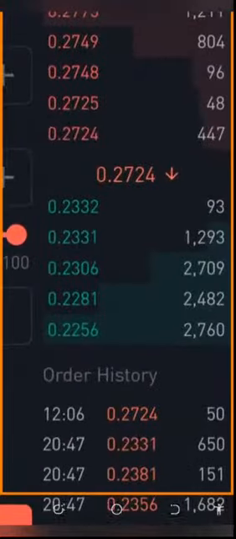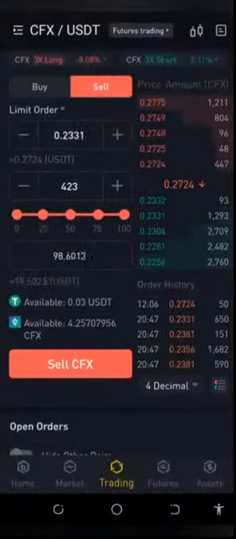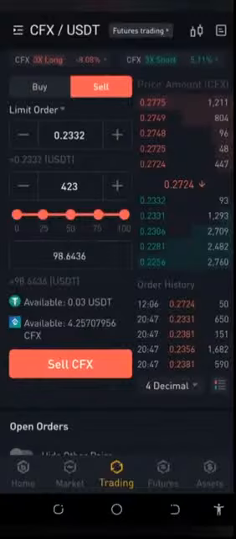The second green is 1,293 pieces. But don't forget the amount we want to sell is 0.2724 to give us that. Now, can you see what we have here? We've got 0.2332 as the first leg and 0.2331. That's where the issue is. If I click on the first one, it already shows me I'm going to make a loss.